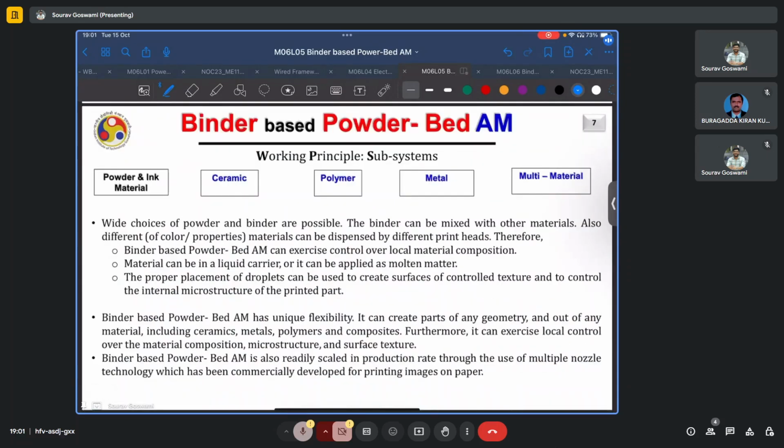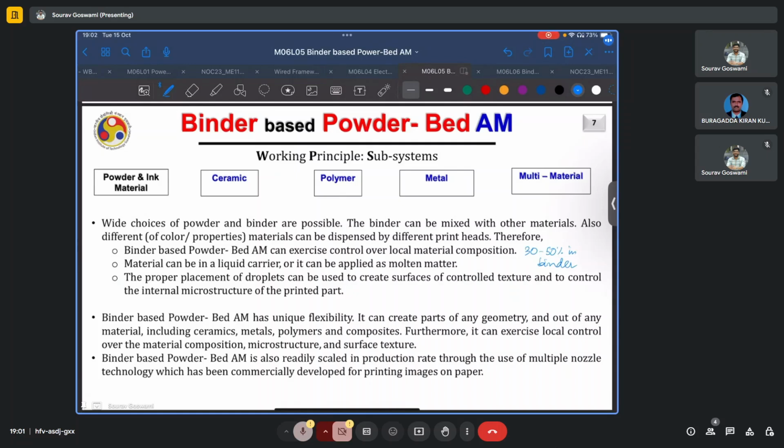For binder-based powder bed AM processes, a wide choice of powder and binder materials and their combinations are available. The binder can also be mixed with other materials. Further, different materials in terms of color or properties can be dispensed by different printing heads. Therefore, binder-based powder bed AM can exercise control over local material composition, as some 30 to 50% material can also be mixed in the binder and dispensed over the powder bed. The material can be in a liquid carrier or it can be applied as molten matter.